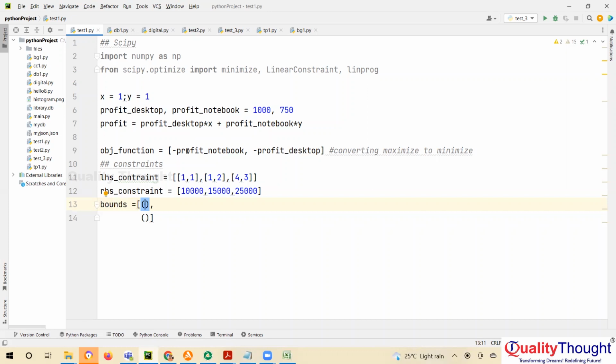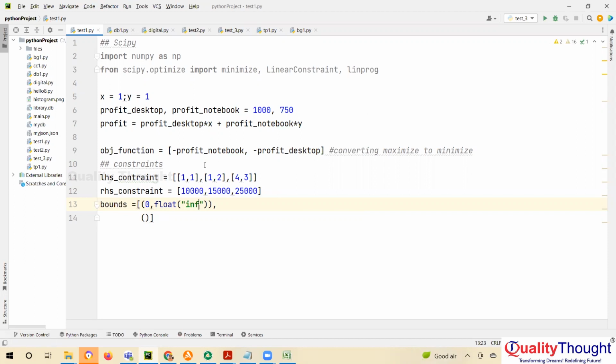No, notebook, right? And then we'll give for desktop. So for notebook, it is 0 to infinity. So how to write infinity? We have a function called float. In float, if you pass "inf" in quotation, it'll give us infinity. So this is like declaring infinity, 0 to infinity it can take. Or if you don't want to give infinity, you can give a very big number.